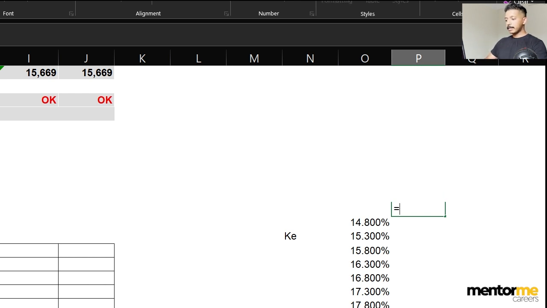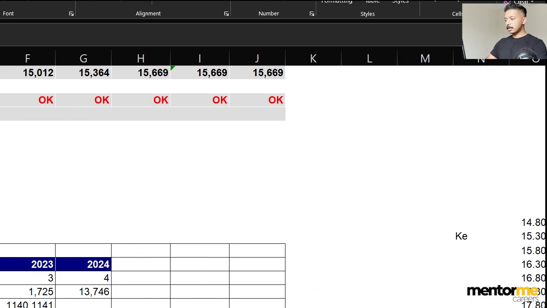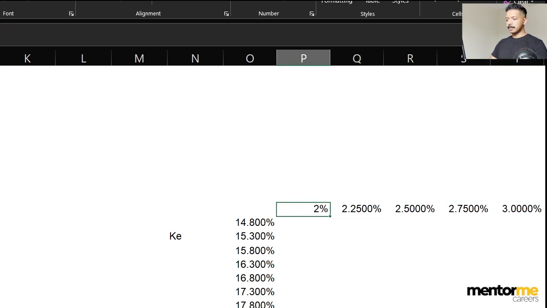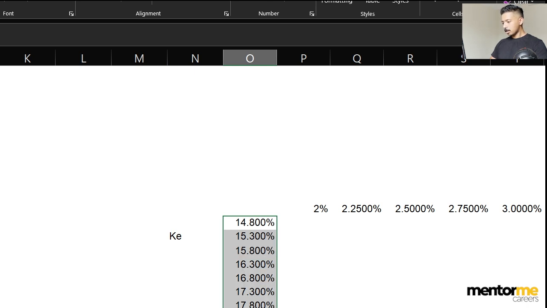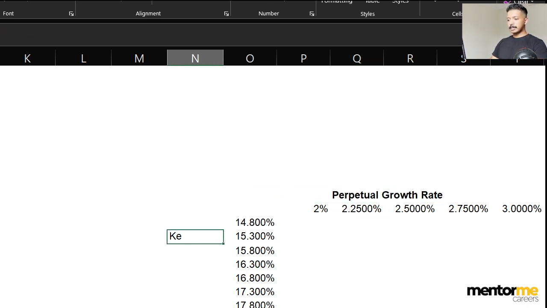Okay, and we can compare that with another big assumption, which is the perpetual growth rate, which we already know. So in our case, we've taken 2%. Okay, so maybe we try to go from, let's say, 2% all the way up to, in 0.25% increments, and see what exactly happens if the perpetual growth rate changes. So we have got about 7 assumptions here, and about 8 assumptions here. So we'll just remove the rest out here, and let's put the perpetual growth rate. Okay.